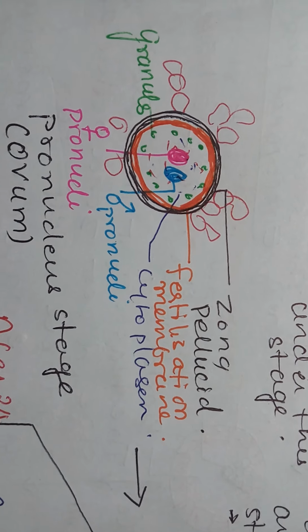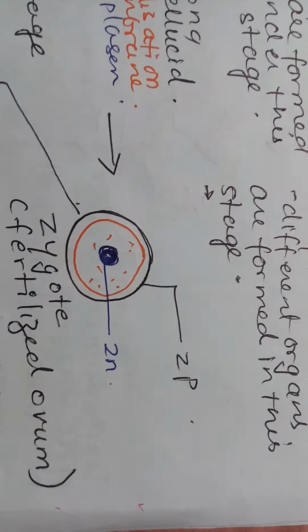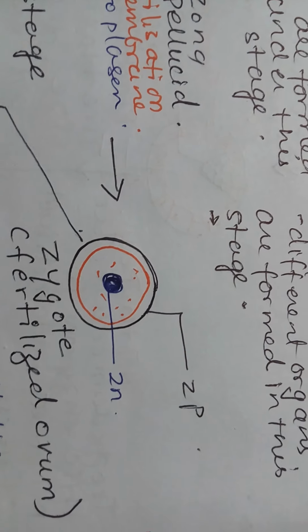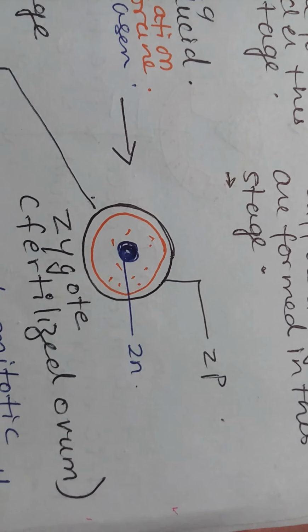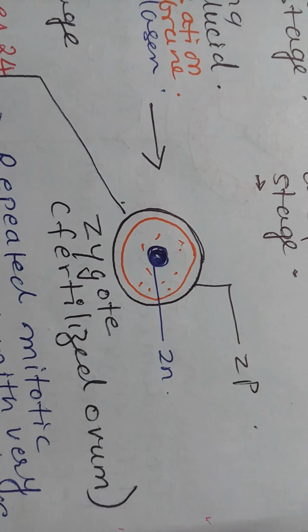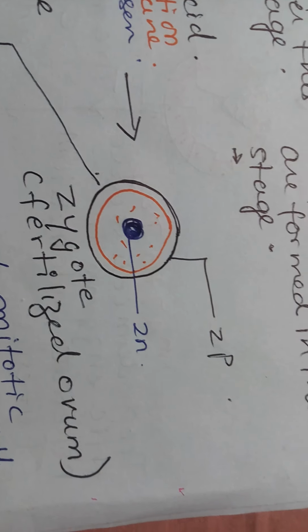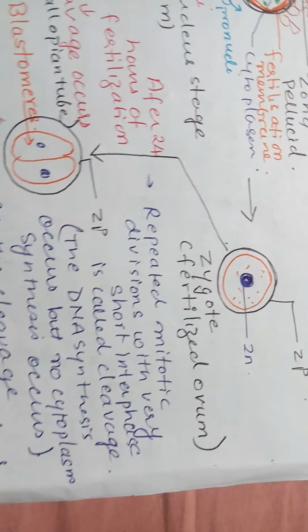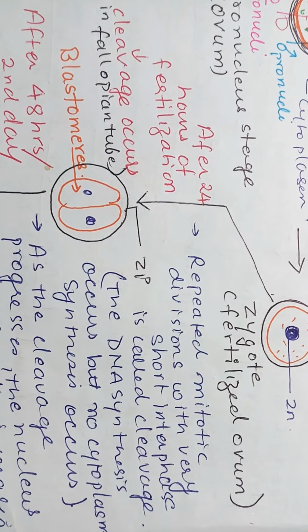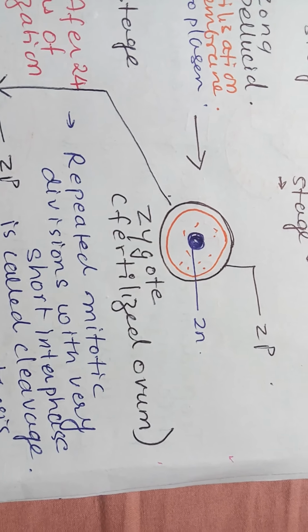Now what will happen? They fuse and form the zygote. So the zygote is diploid, where 2 nuclei fuse and form the one. You can see zona pellucida over here. Now the zygote is in the fertilized ovum. Now after 24 hours, this zygote undergoes several divisions.